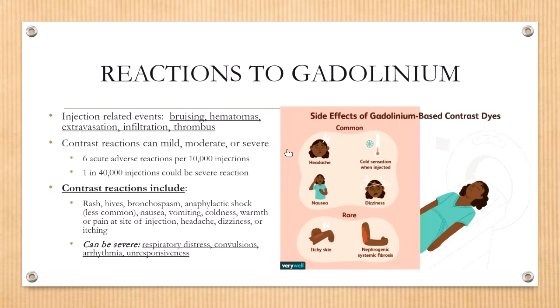And typically, you might see about 6 acute adverse reactions per 10,000 injections. And of 40,000 injections, maybe 1 would be considered a severe reaction.